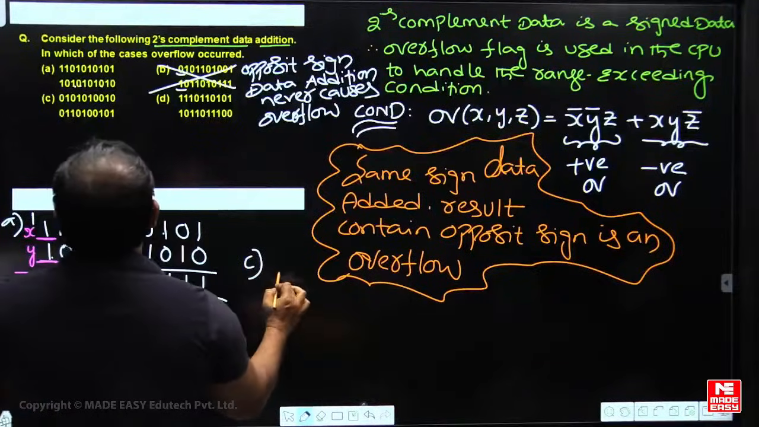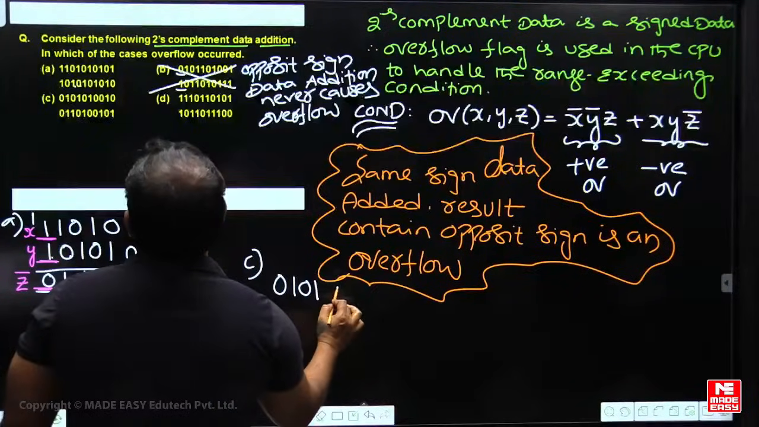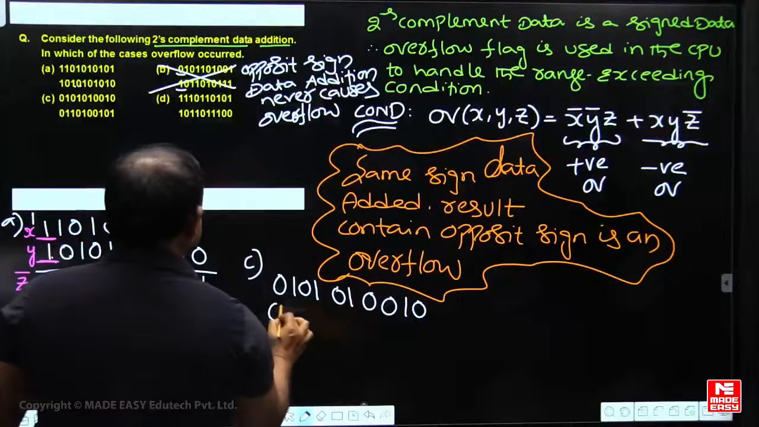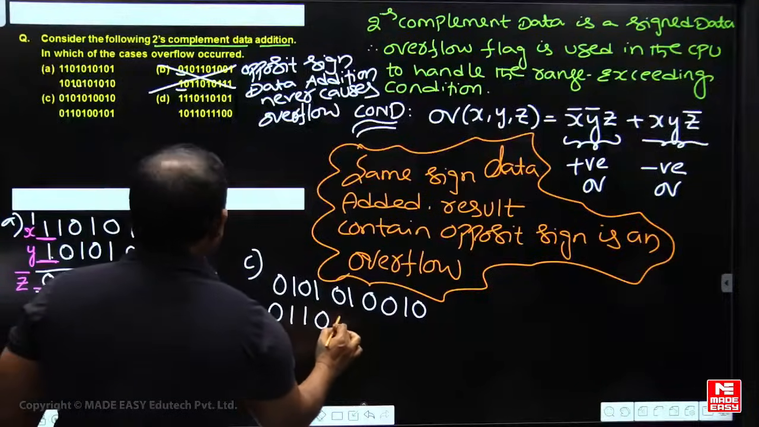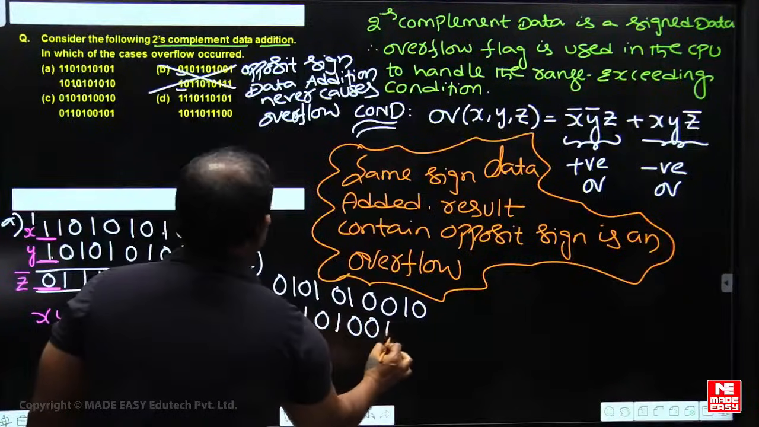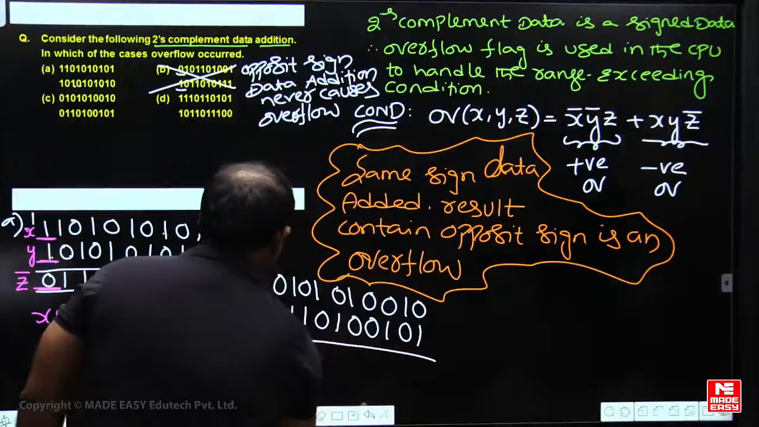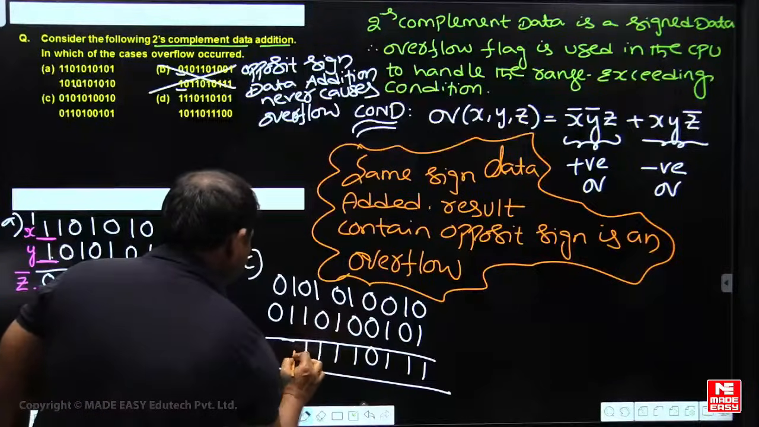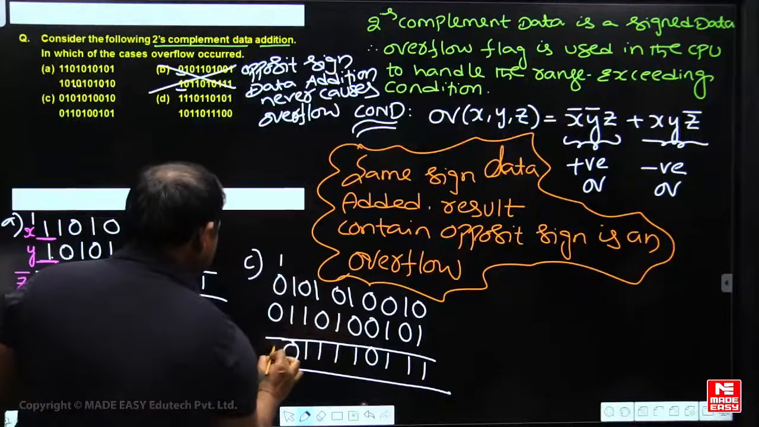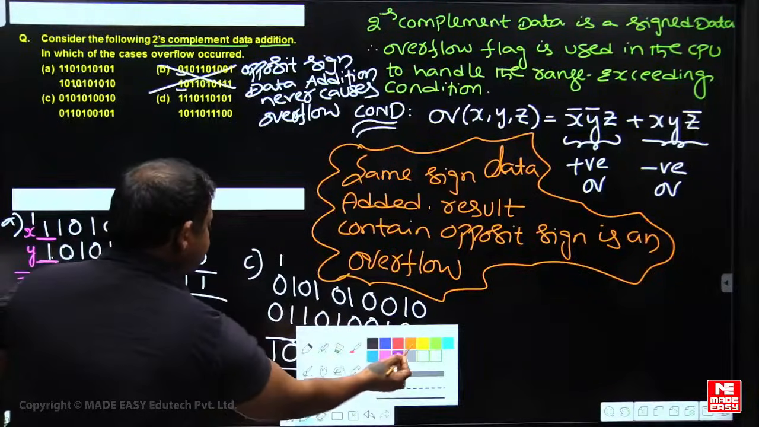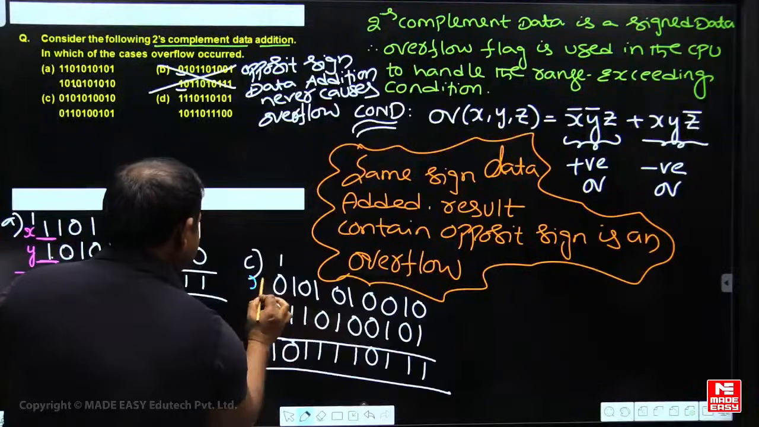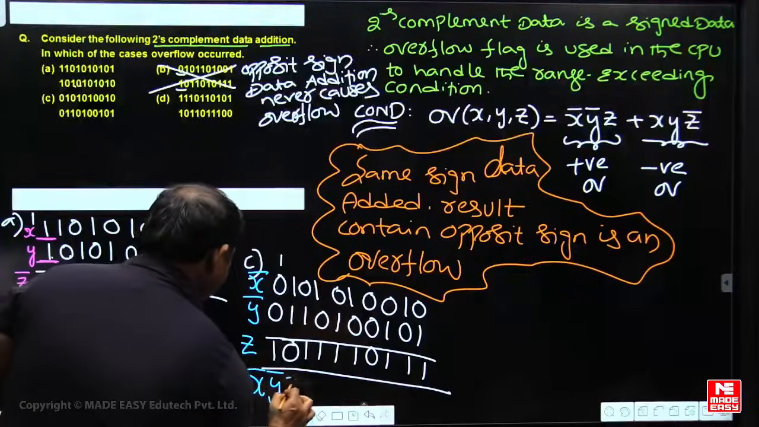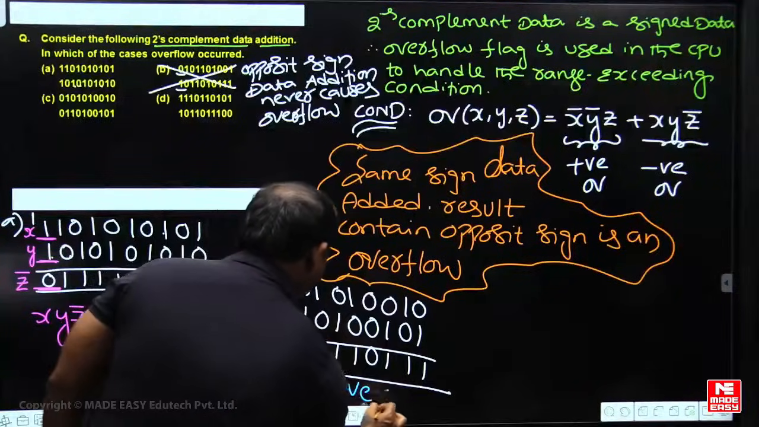Now 0 1 0 1 0 1 0 0 1 0 0 1 1 0 1 0 0 1. Now addition: 1 1 1 1 0 1. Now if you verify this, it is X bar, Y bar, Z. So X bar, Y bar, Z is equal to positive overflow.